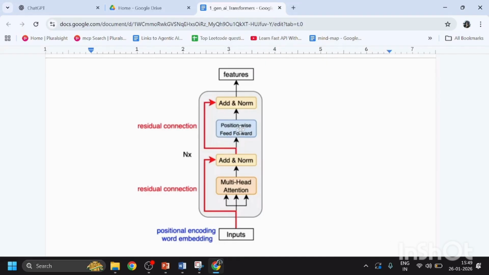Attention helps the word understand its context, for example, the word AI in a sentence. The feed forward neural network then refines this understanding.